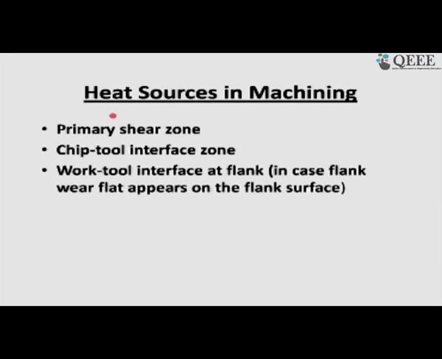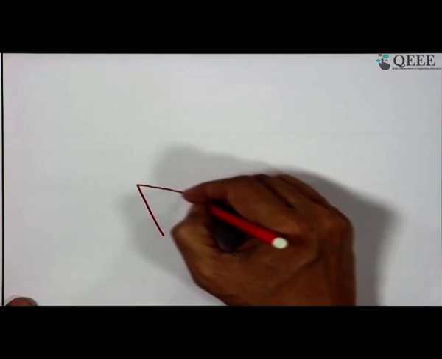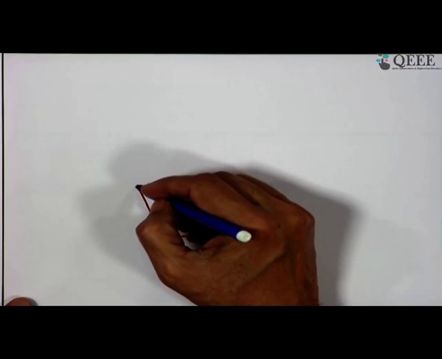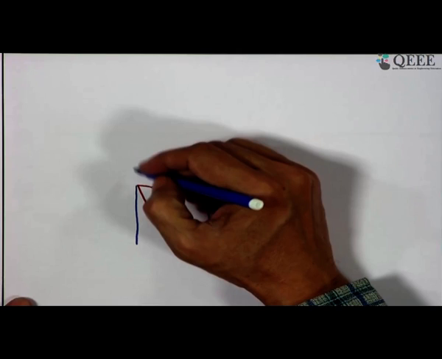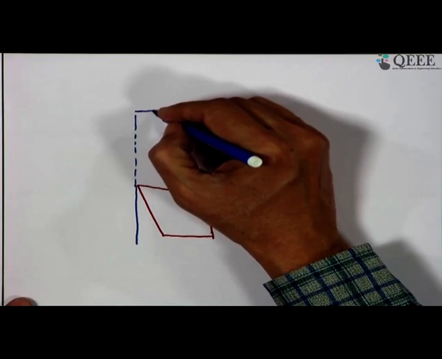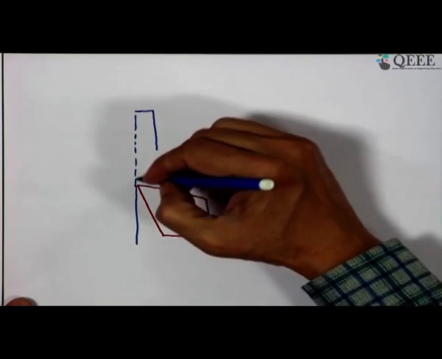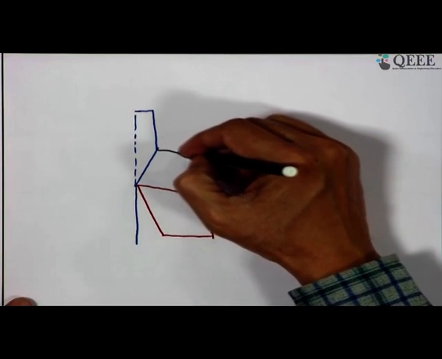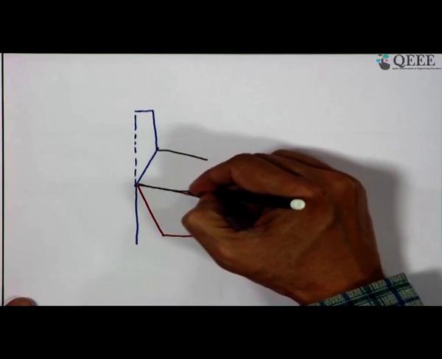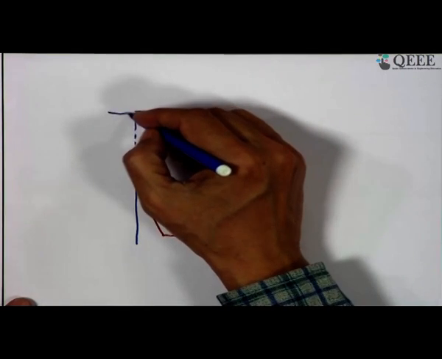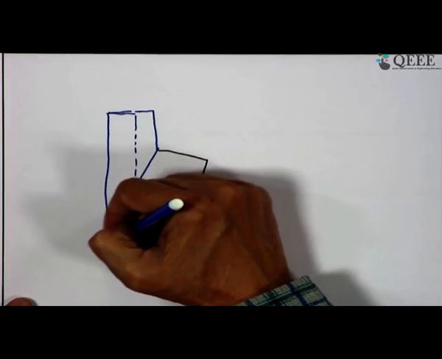Now, heat source in machining. Let us examine this way. We have the cutting tool, then comes the finish surface, and this is shear plane. You have this side in the form of chip. So, we have to complete this part.